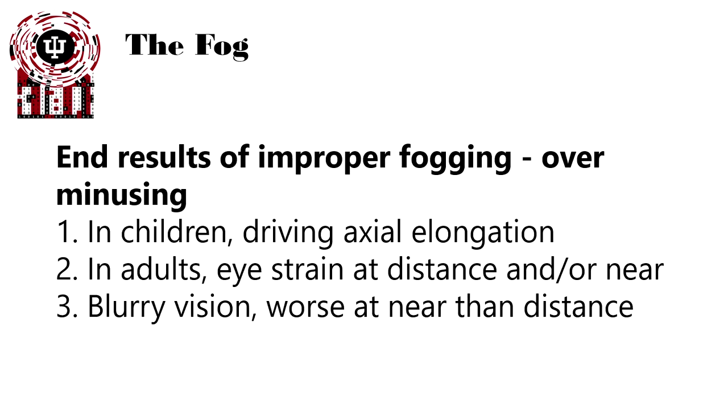What are some end results of improper fogging or over-minusing a patient? In children, you could be driving axial elongation. In adults, it can induce eye strain at distance and or near. And ultimately, you can cause blurry vision that's usually worse at near than distance.